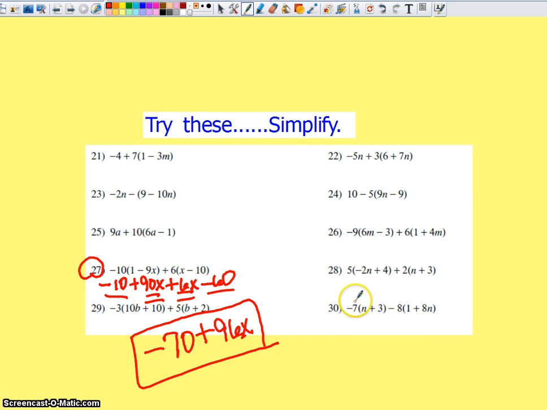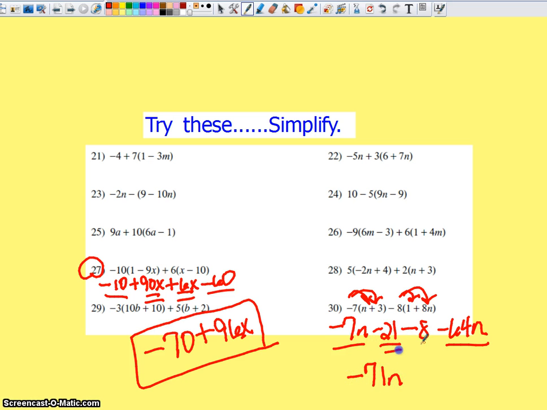Okay, so looking down here, negative 7 times n plus 3, negative 7n minus 21. Negative 8 times 1 plus 8n minus 8 minus 64n. Combine your like terms. A negative 7 minus 64 is going to be a negative 71n. Negative 21 minus 8 is going to be minus 29, and that is your answer. Okay, you need to be prepared for that. When you have two things going on, you distribute for each one, and then you combine like terms.